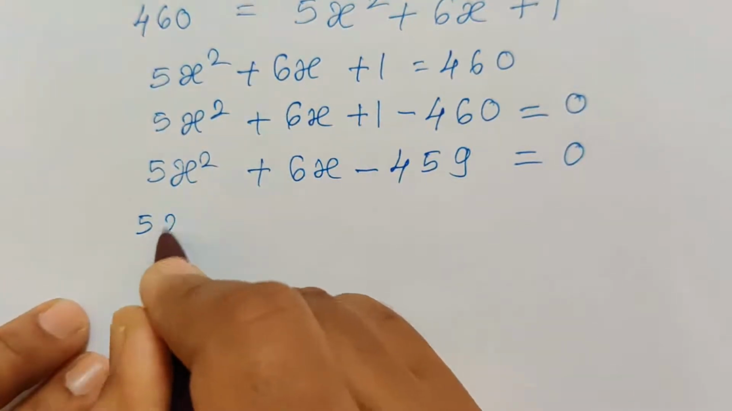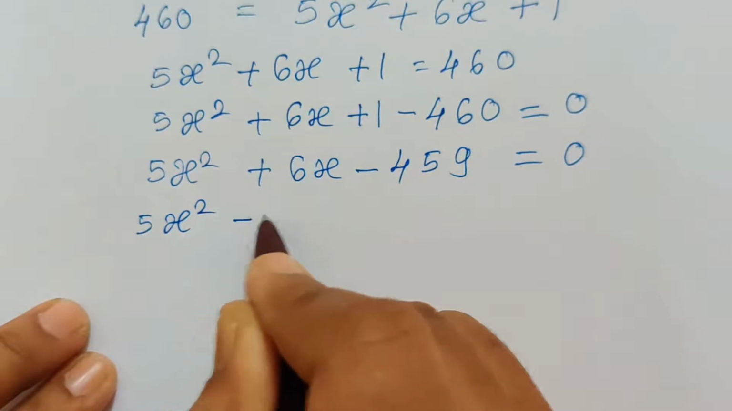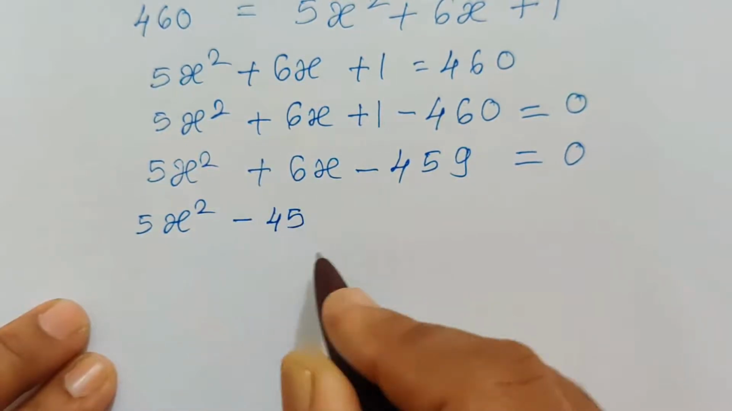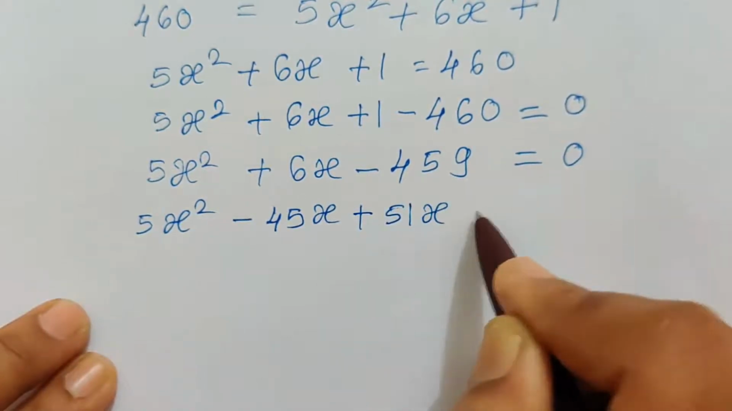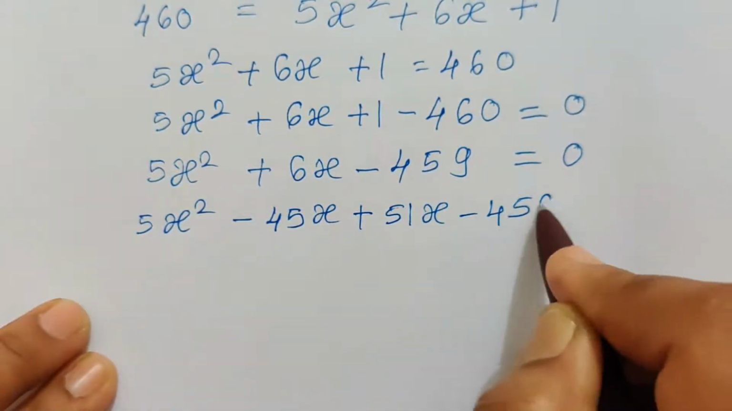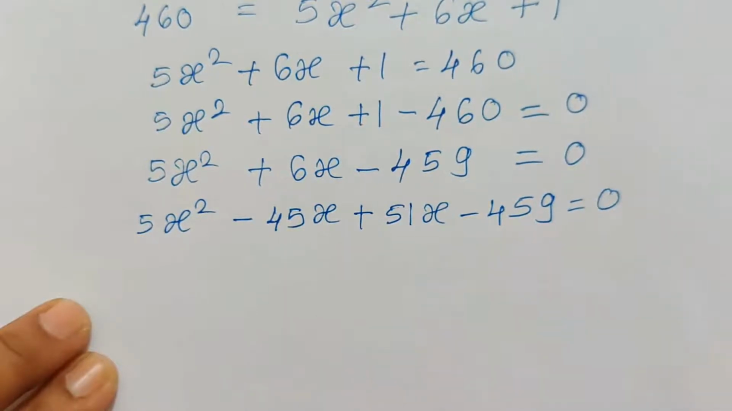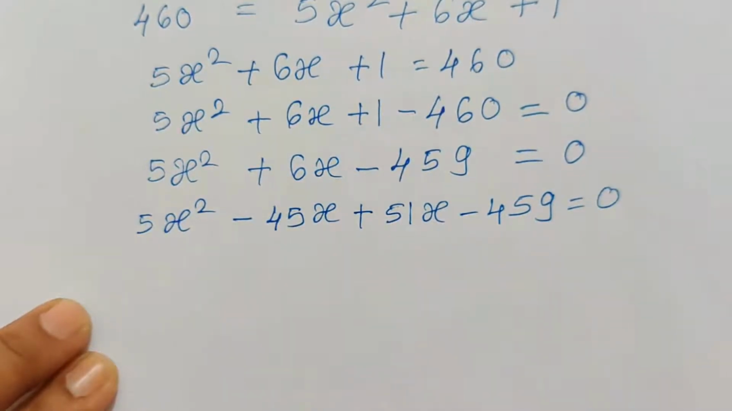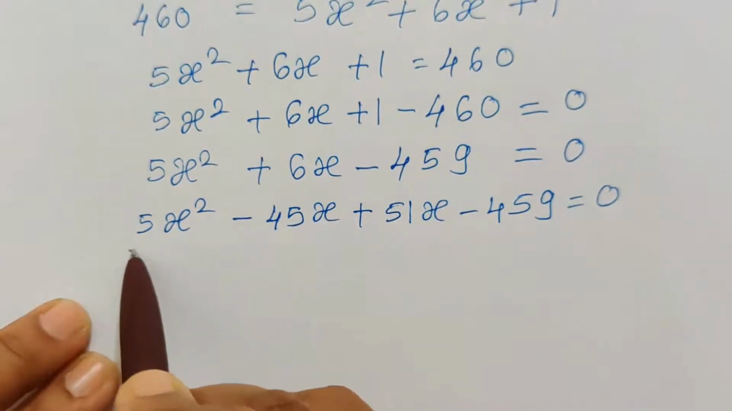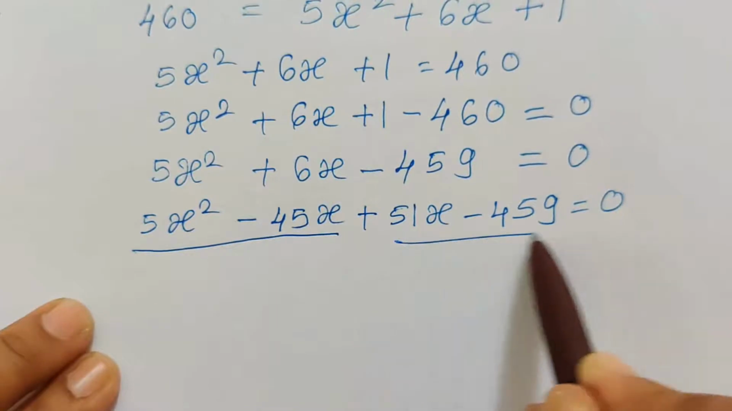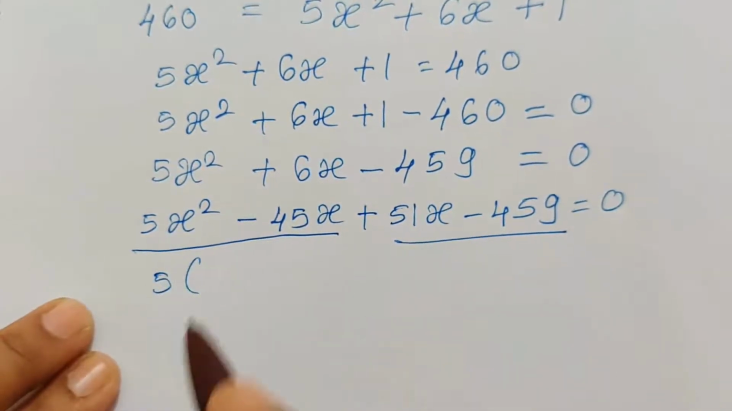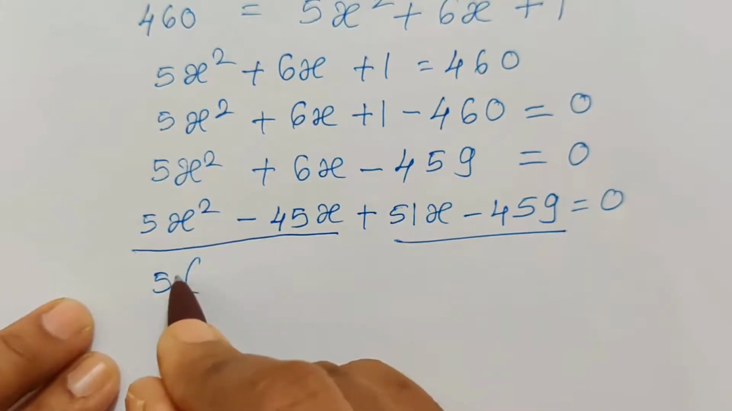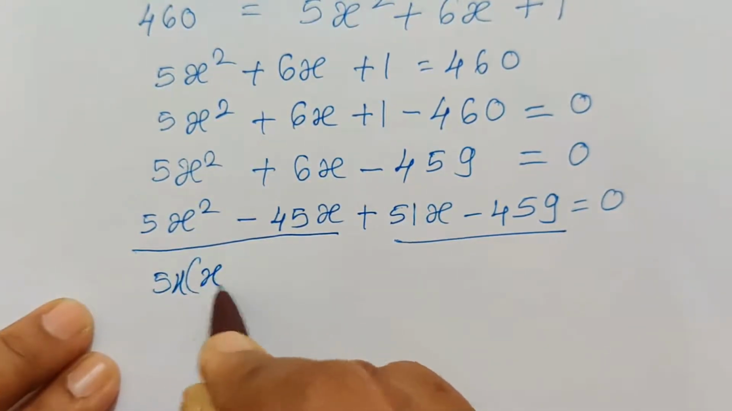So 5x square minus 45x plus 51x minus 459 equal to 0. This is the first group and this will be the second group. So here 5 is common. Inside, 5x is common, inside remain x minus 9.